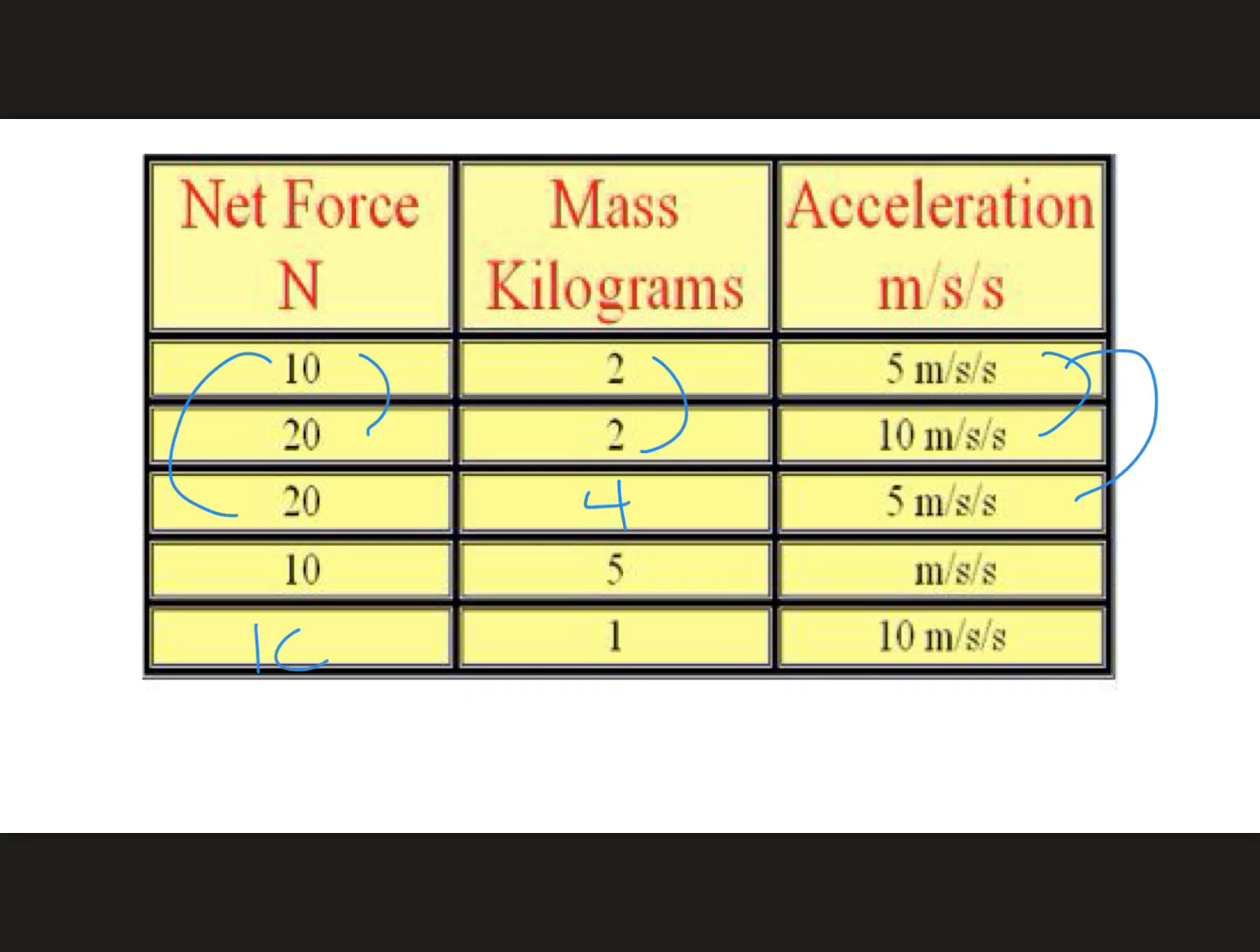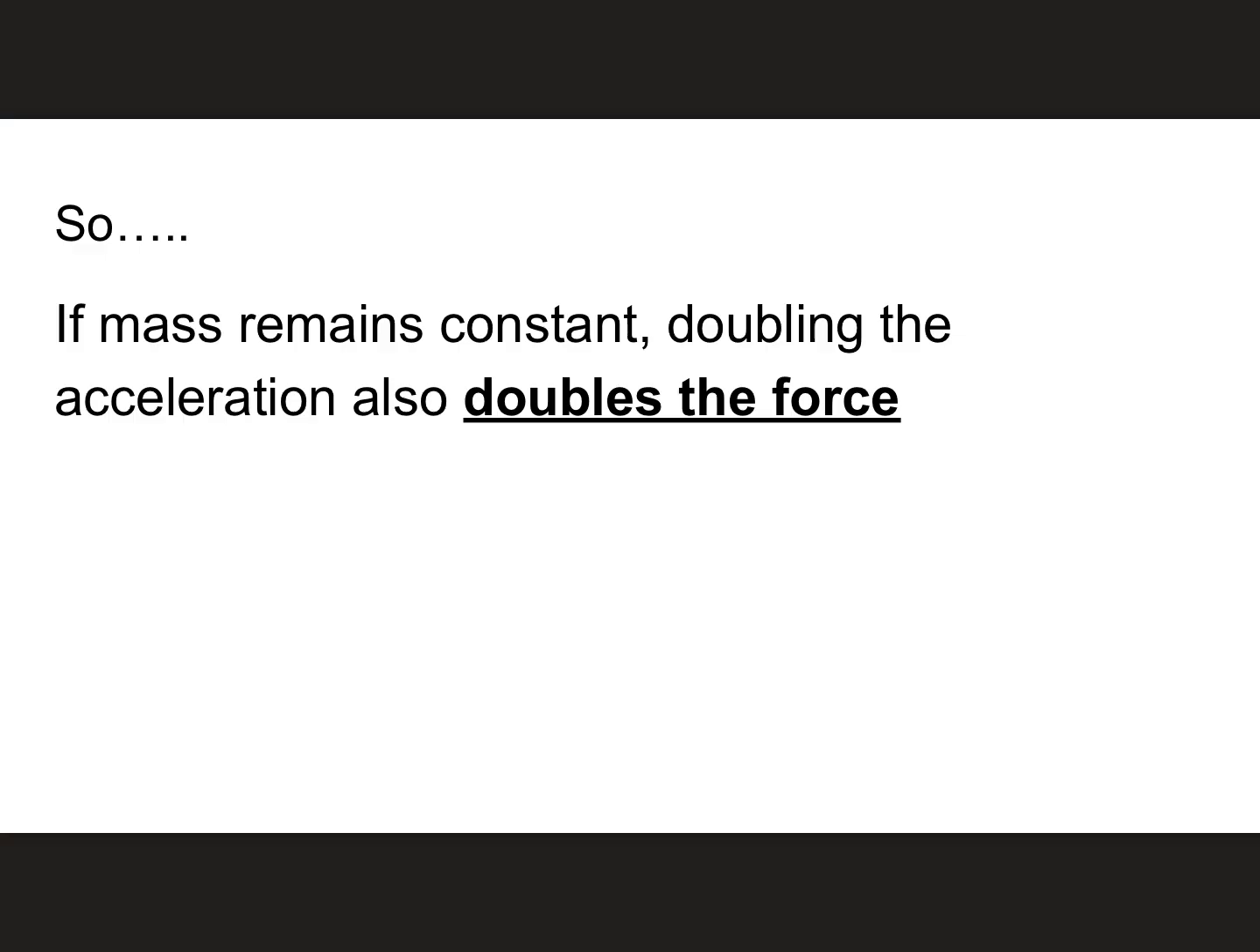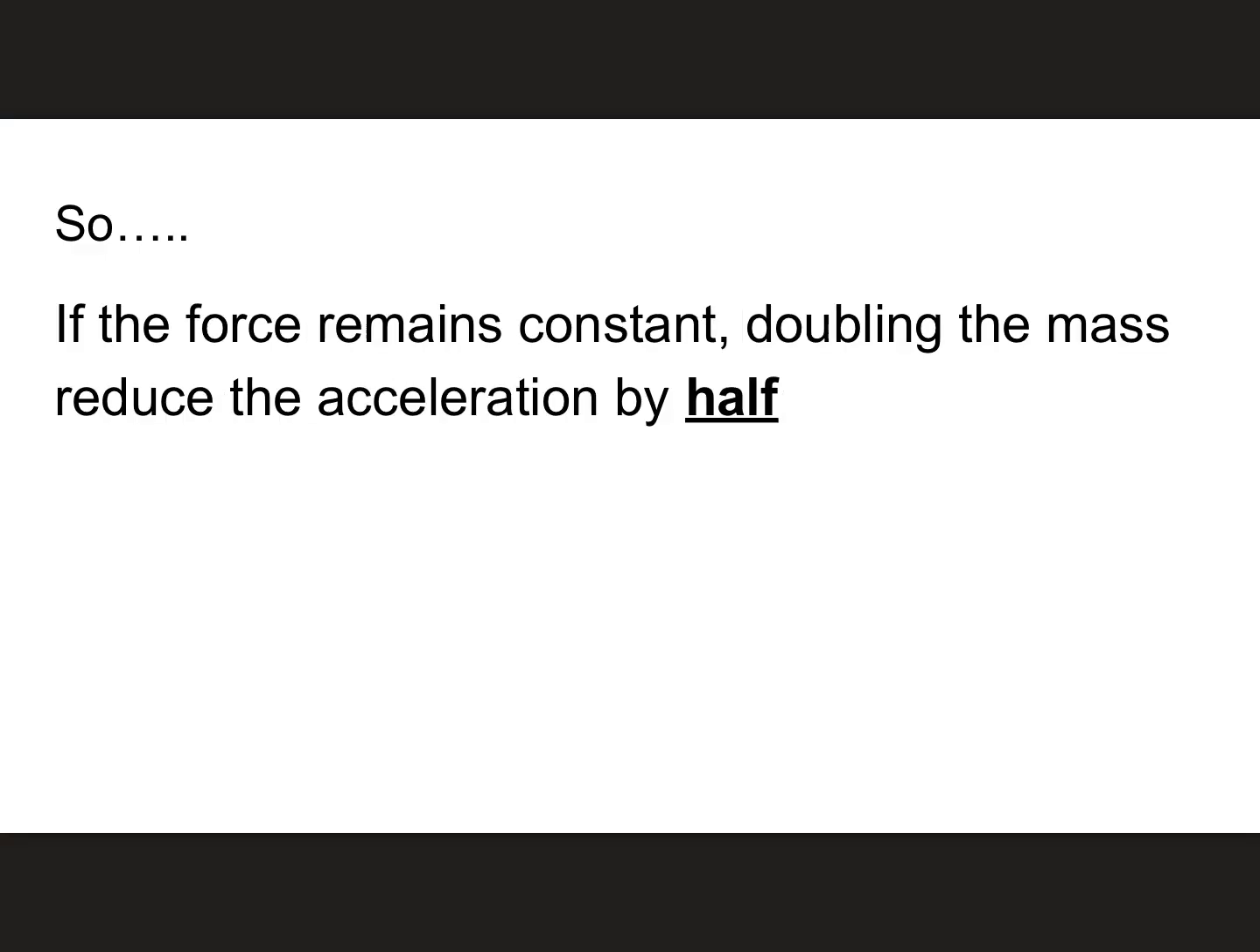Here, if I'm trying to find what my net force is, 1 kilogram times 10 meters per second squared is 10 newtons. If I'm trying to find how much acceleration is in this object, if I have my net force of 10 and my mass is 5, then that means my acceleration is 2. So, as a takeaway from that table, if mass remains constant, if we double the acceleration, that also doubles the force. And if the force remains constant, doubling the mass reduces the acceleration by half, because there is a relationship here between force, mass, and acceleration.